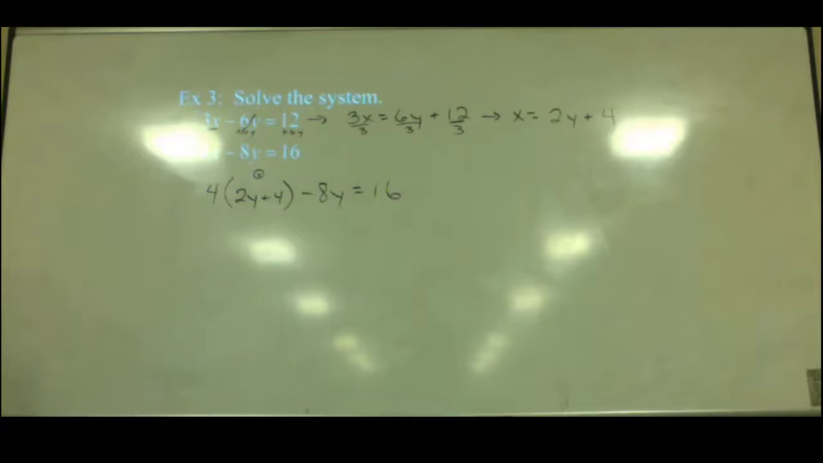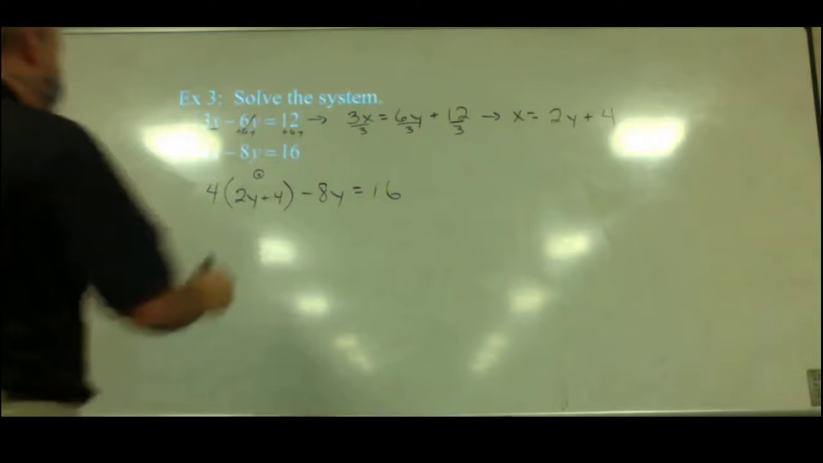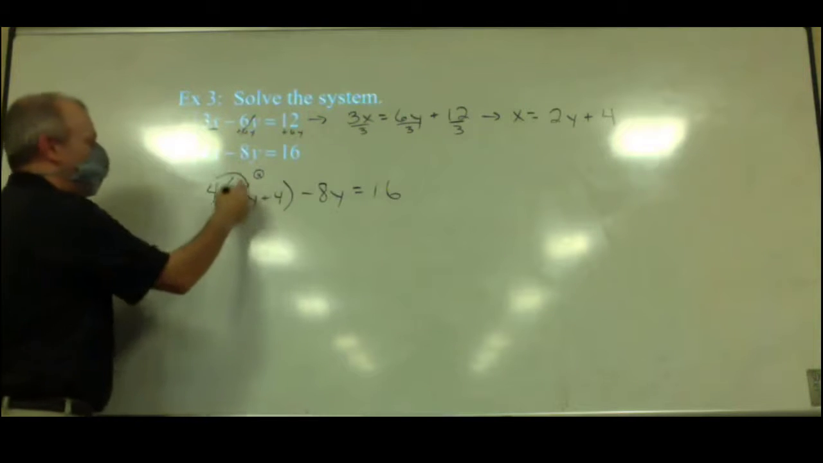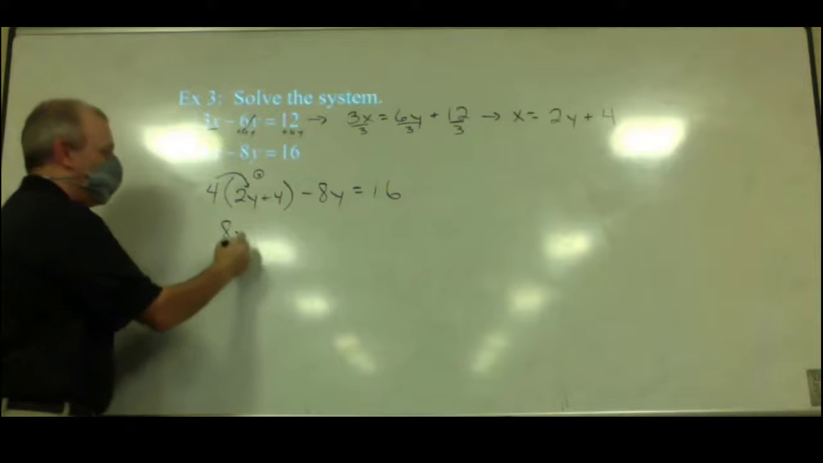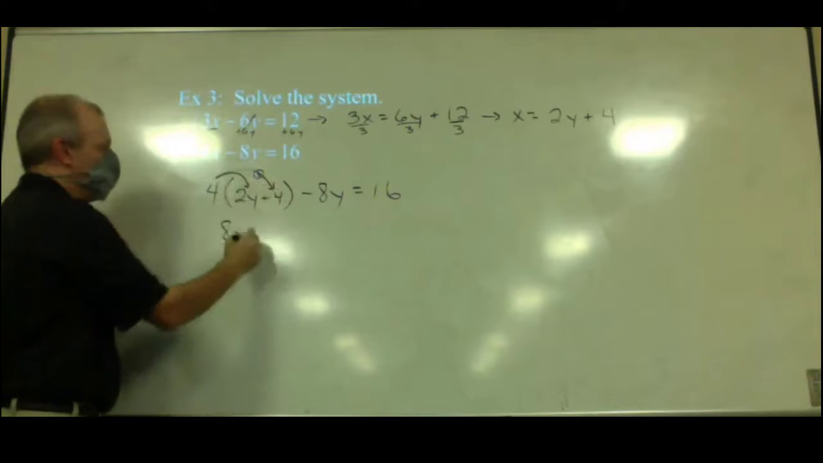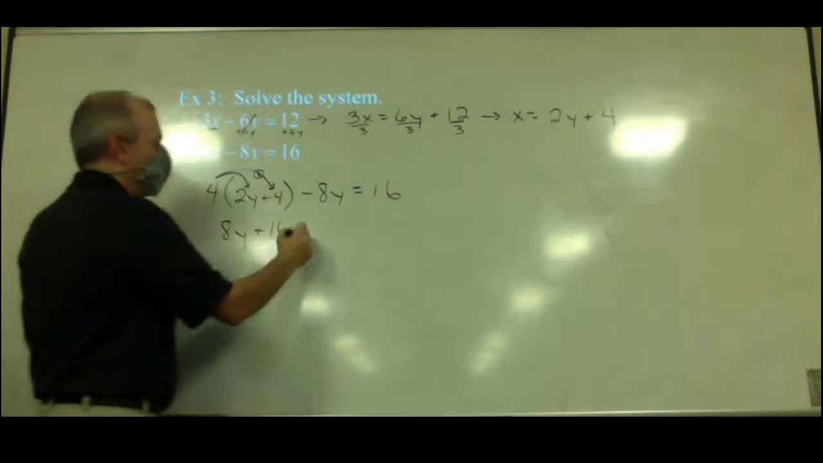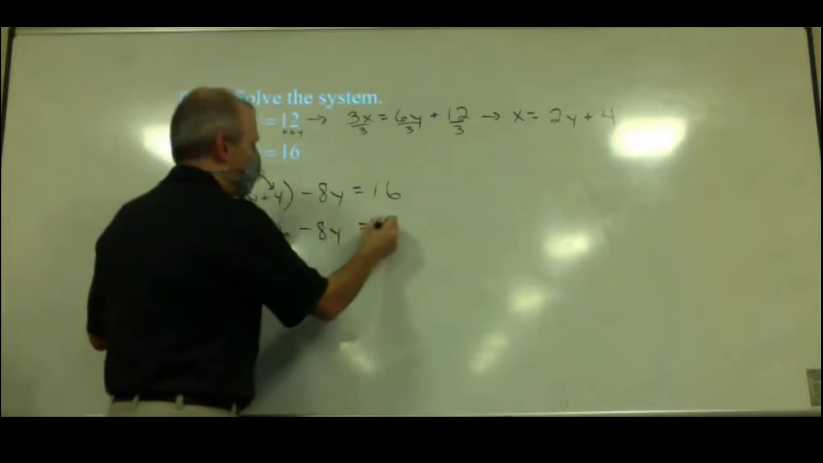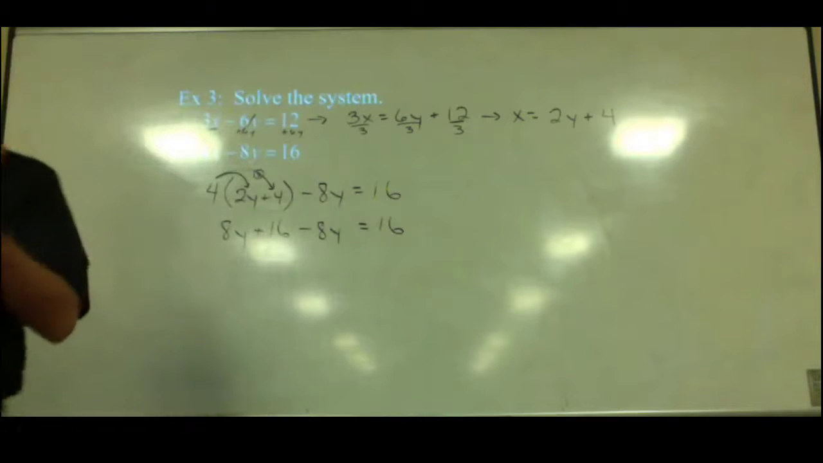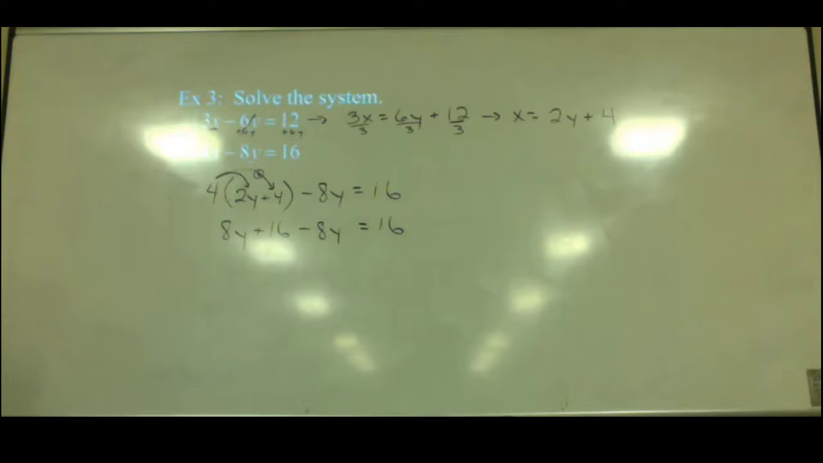What do we want to do next? Multiply what by what? Yeah, we want to distribute. I thought that's where you're going. I just want to make sure. So we're going to distribute the 4. 4 times 2y is going to be 8y. 4 times 4 is going to be 16. Then we have minus 8y, and we have equals 16. So we distribute to get rid of the parentheses.